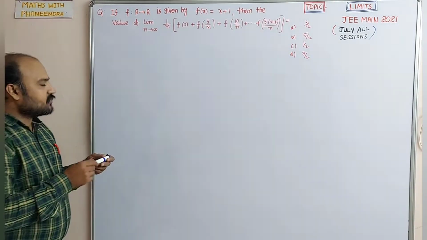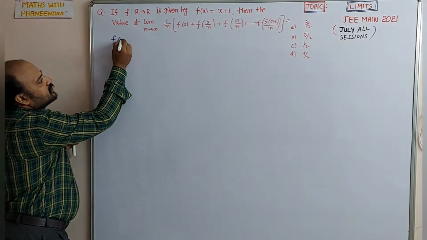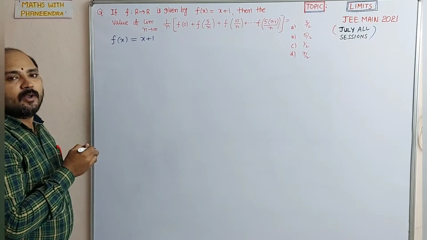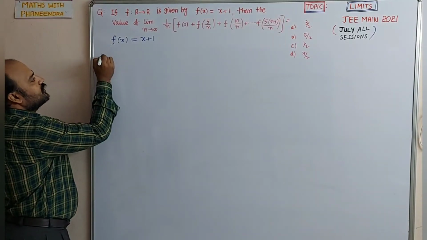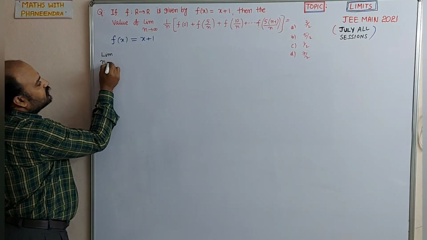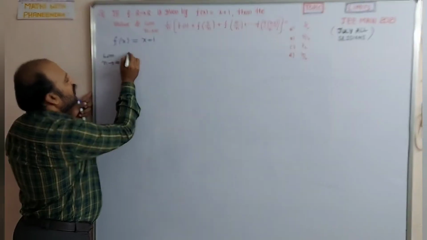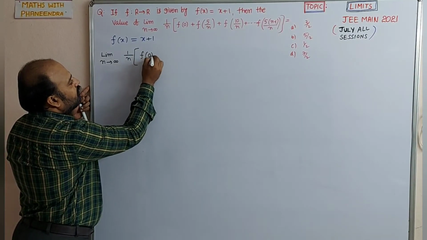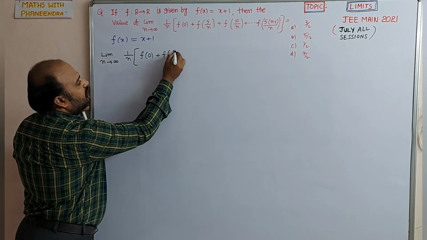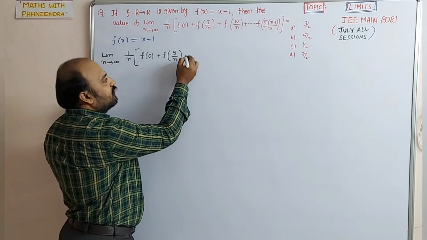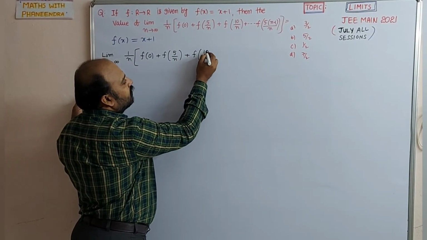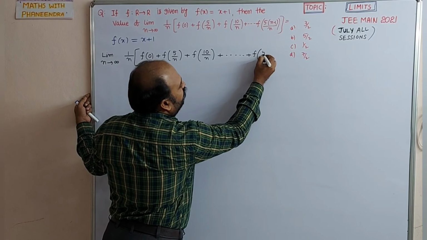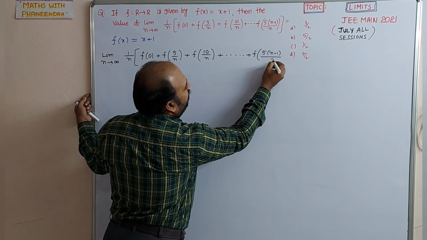So first, f of x value is given. What value is given? F of x is x plus 1. After that consider the limit n tends to infinity, limit n tends to infinity 1 by n, f of 0 plus f of 5 by n plus f of 10 by n plus and so on, f of 5 into n minus 1 divided by n.